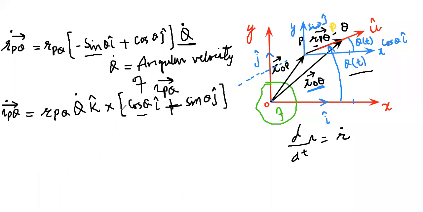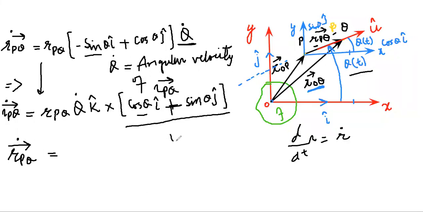That's why we are writing it in this form. This equation we have written in this form, rpq vector dot. If you see here, this equation can further be simplified. The derivative of rpq vector is equal to rpq magnitude, and cos theta i cap plus sine theta j cap. That is your unit vector u cap.